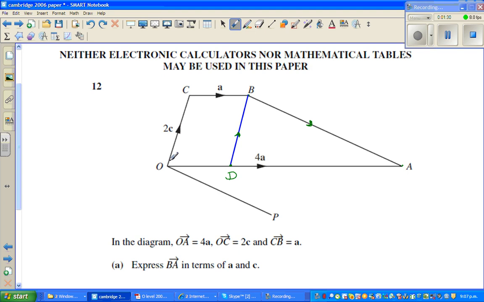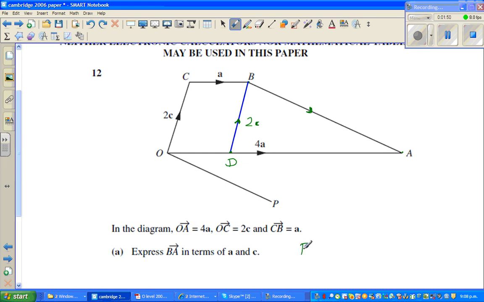So you can understand, if OC is 2C, DB will also be 2C because they are parallel and have equal magnitude. Now BA, the vector BA, is the same as going from B to D plus DA. This has become a parallelogram. If CB is A, OD will also be A.